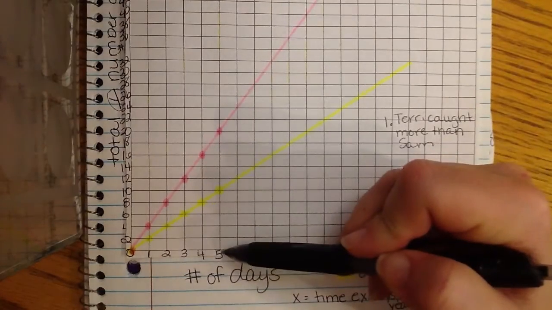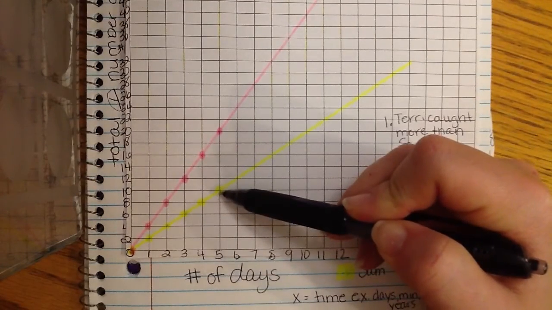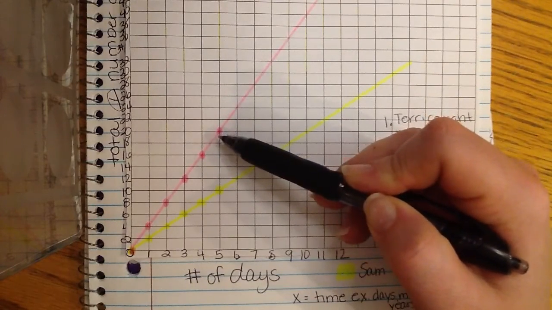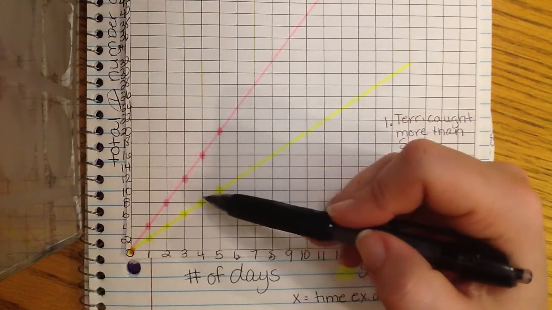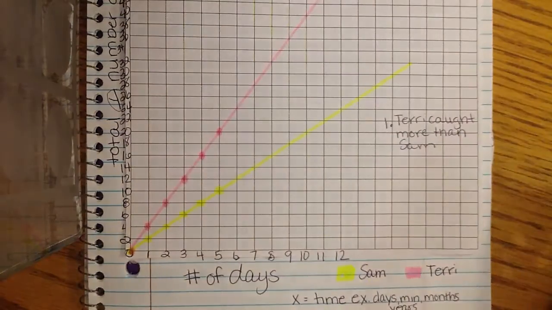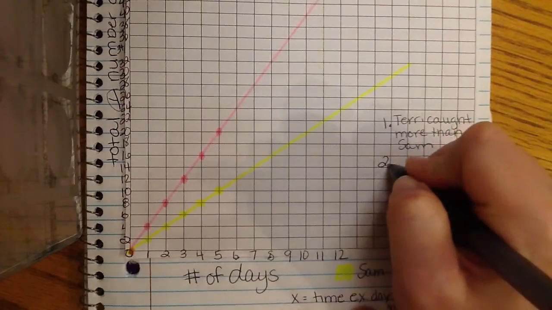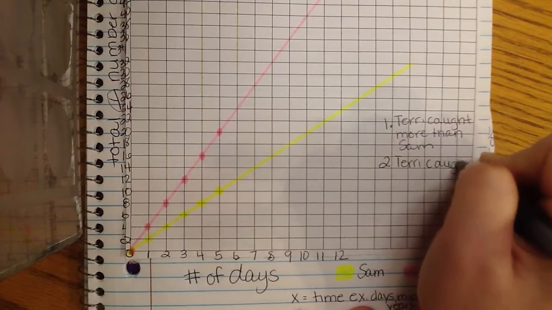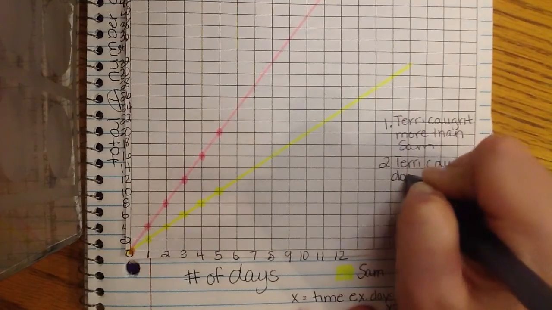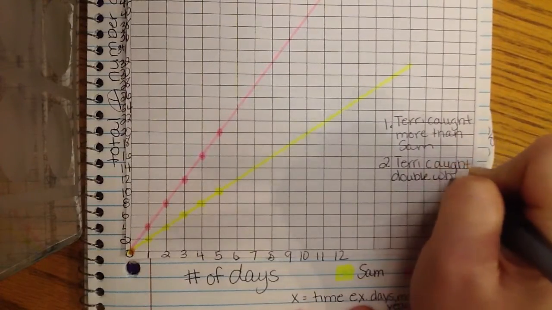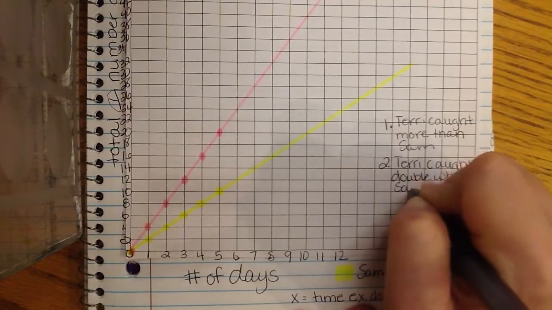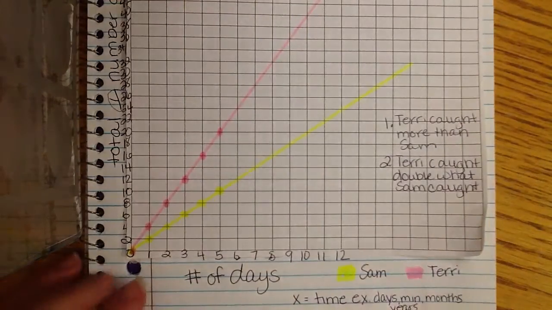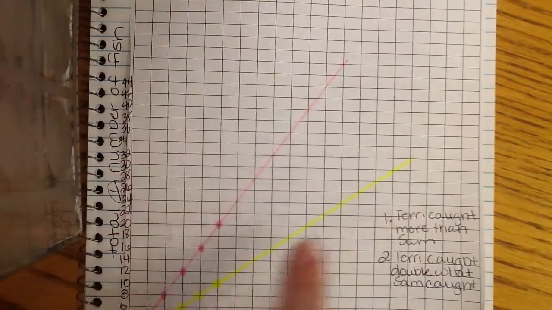Well, let's look at day 5. Sam caught 10 fish. How many fish did Terry catch? 20. What's 10 compared to 20? Or what is 8 compared to 16? So I know Terry caught double what Sam caught. They doubled. So I see that Terry's total is going to be so much larger than Sam's is.